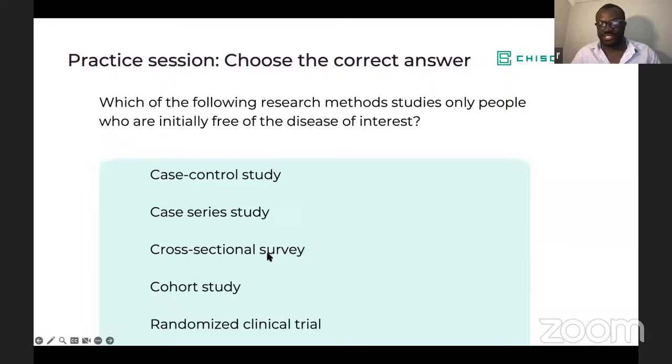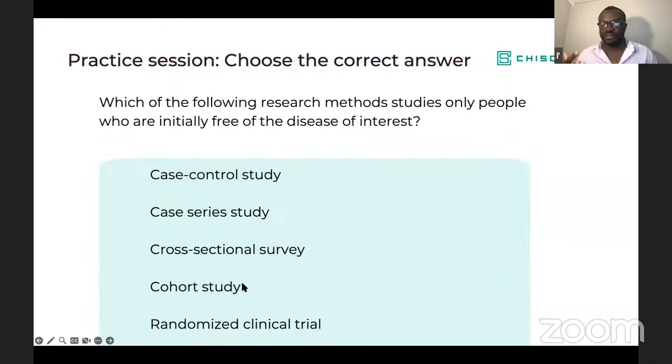It cannot be a cross-sectional study because we're measuring both exposure and the outcome at the same time. So there's no element of time. The idea of people being initially free does not apply in a cross-sectional study because everything takes place at the same time. So the only answer here is cohort study, right?